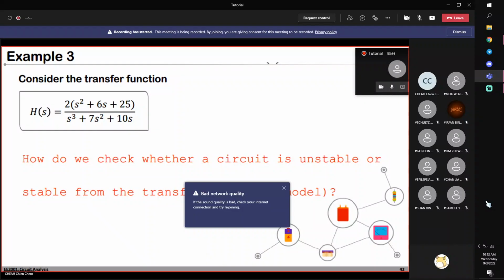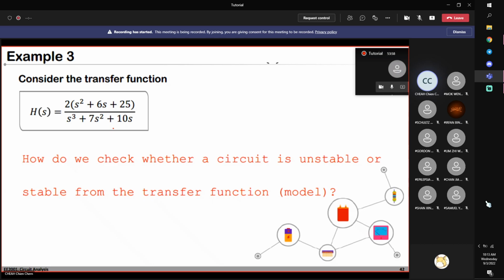Whether it is stable or not, we can tell from the transfer function, right? The transfer function gives you the relationship between input and output, so it should tell you something about your output, whether it goes to infinity or not. So this is a concept. We can actually check whether the circuit is stable or not by the transfer function, even before we implement it.